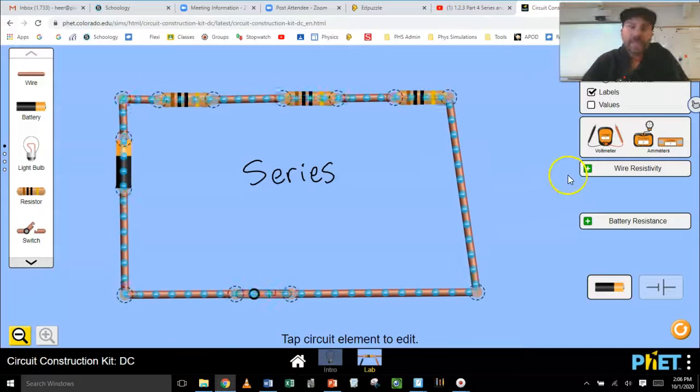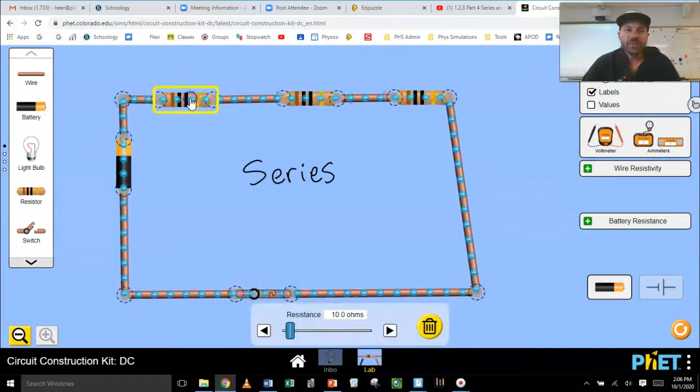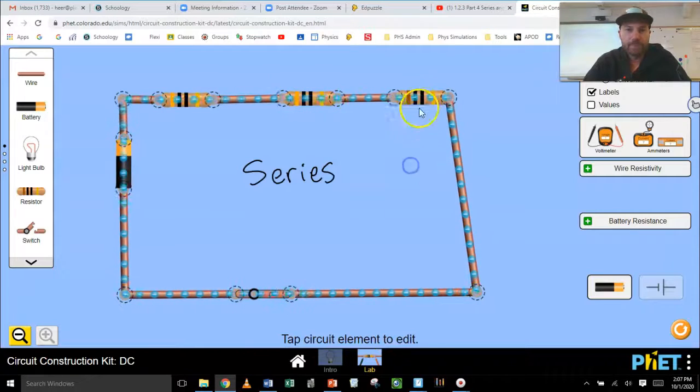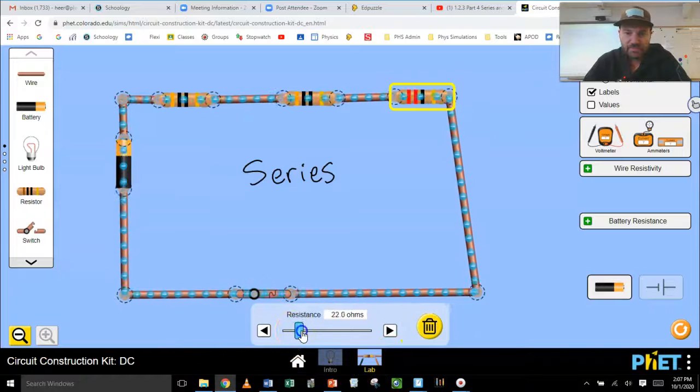Now, in a series circuit, you can think of a resistor as a kink in the hose. If I kink this hose, I'm going to increase the resistance here, and watch what it does to the whole thing. I just tripled this one's resistance. Did you see how the current slowed down in the entire circuit? I could increase this one. Just tripled that one. Triple this one.